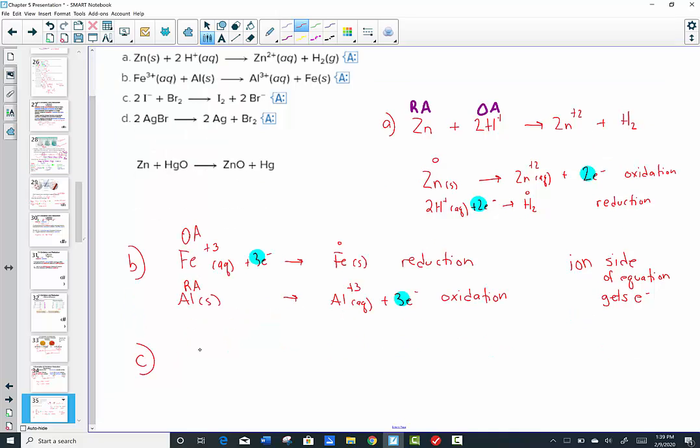I'll break them apart into two halves. 2 iodide ions in aqueous form. Ions are always aqueous. And on the right side, I can see it now in its elemental form of I2. So it became more negative. This had to gain 2 electrons. 2 iodides gains 2 electrons to form a molecule of I2. Remember, the charges always go with the electrons. So this gained electrons, that's GOB, that's a reduction half reaction.